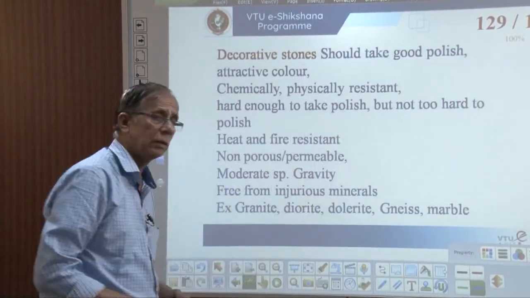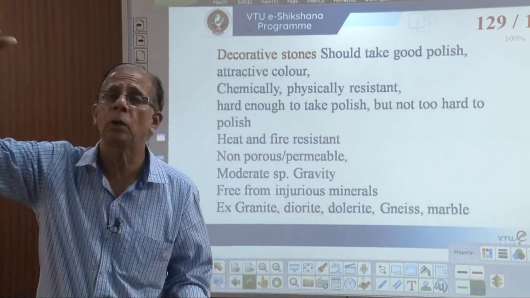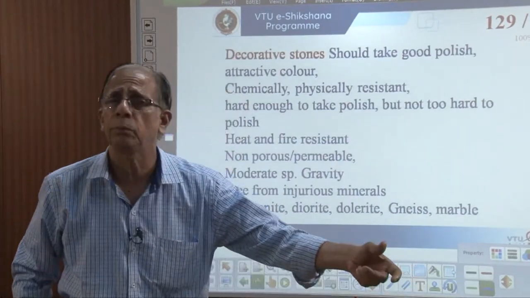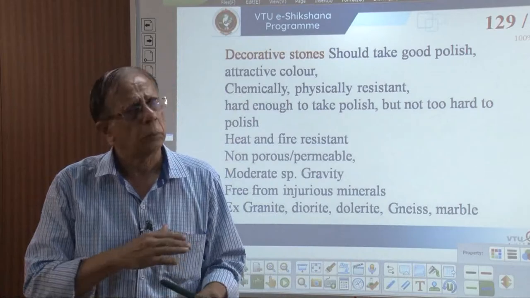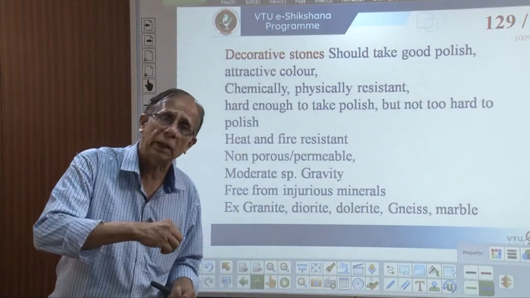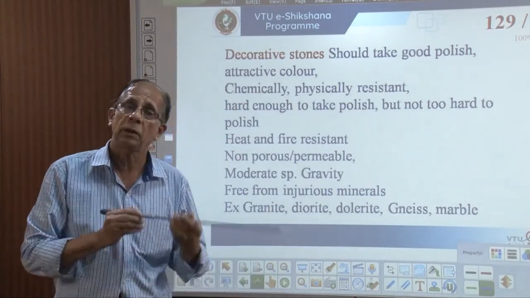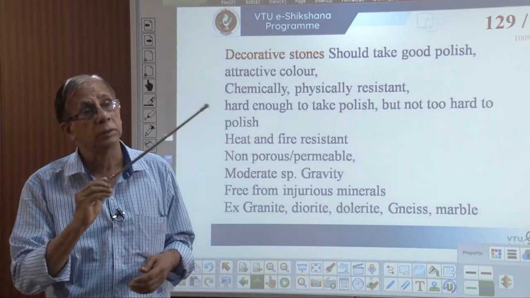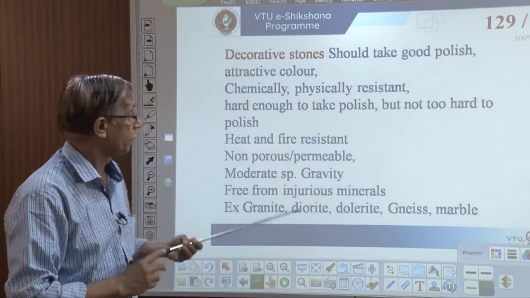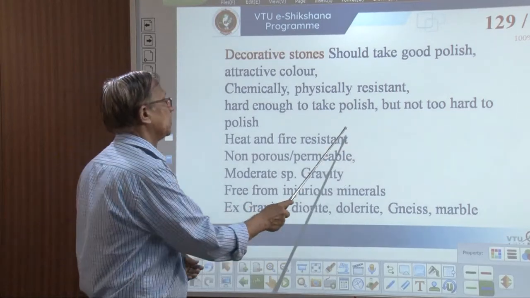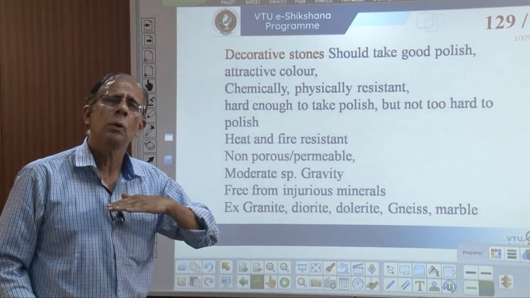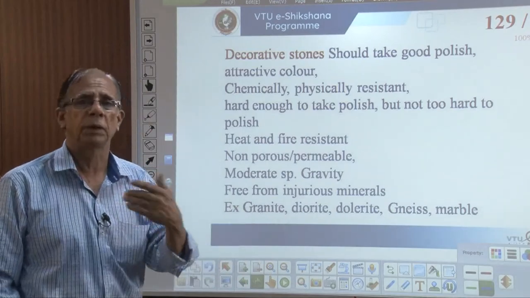Hard enough to take polish. There are some minerals like diamond and corundum that are too hard; we cannot polish them easily. Very soft minerals like gypsum, talc, etc., we can polish, but we do not get shining, or often they get damaged. A rock containing minerals like quartz and feldspar, neither too hard nor too soft, in between, is good. They take a good polish plus shine as well. Quartz itself has a shining property. When you polish it, it looks much better.